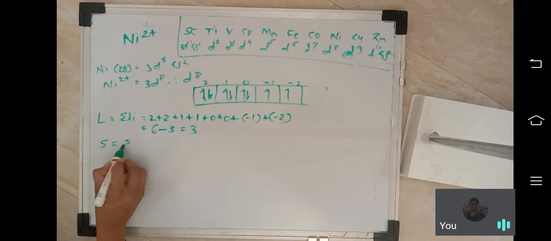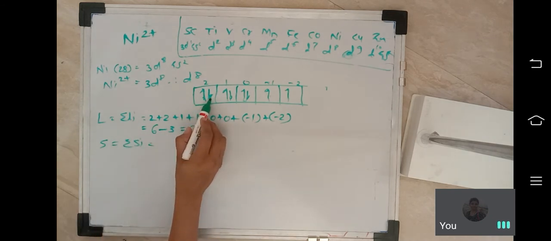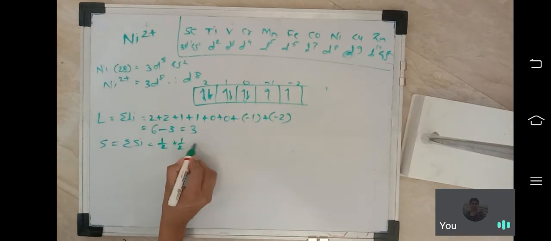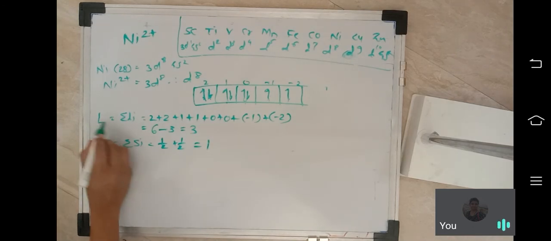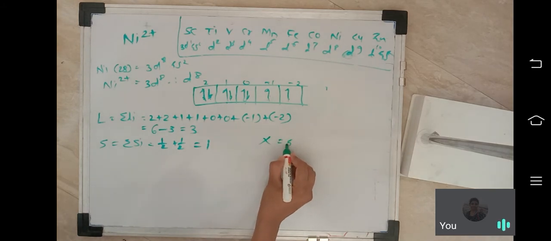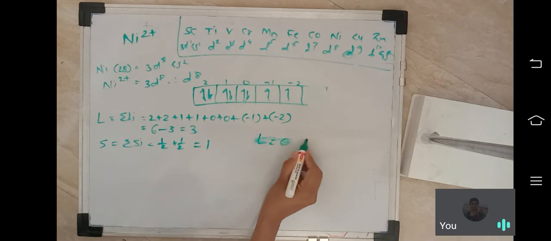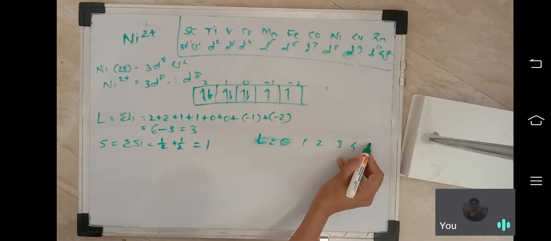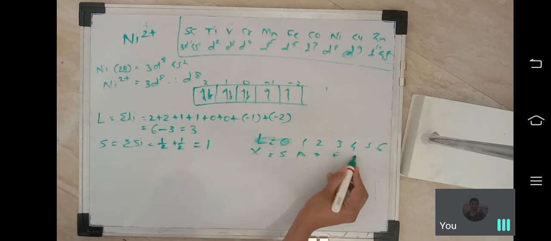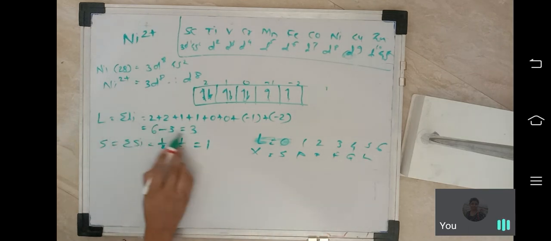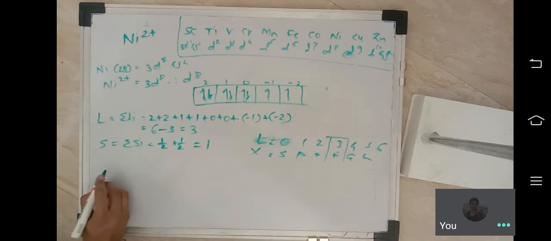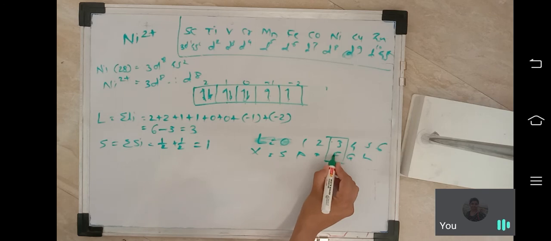Okay, here S, summation of si. Here plus half minus half get cancelled. Here again cancel, again cancel. That means half plus half, half plus half. Here 1. Here the value of L is 3. So what is X here? L is equal to 0, 1, 2, 3, 4, 5 and 6, and X is equal to S, P, D, F, G, H. Here the value of L is 3, so you have to consider triplet F. You have to consider F as the ground state.